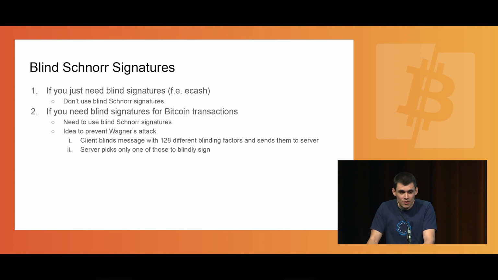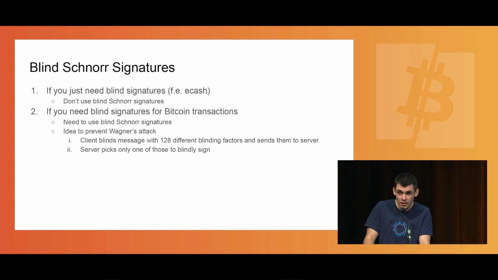So the gist of this is that if you just need blind signatures, for example, for your eCash scheme or whatever, then don't use blind Schnorr signatures. It doesn't make sense. There are way better schemes out there which have provable security and have many more features. But if you need blind signatures for Bitcoin transactions, you are essentially stuck with blind Schnorr signatures. I think this whole field needs a lot more research.